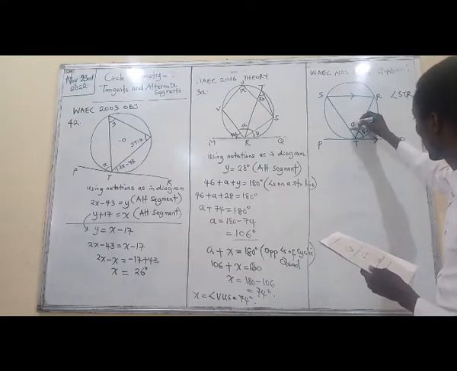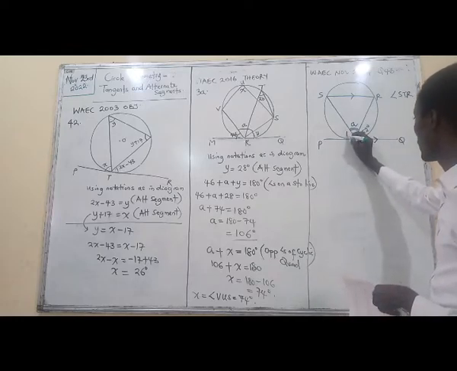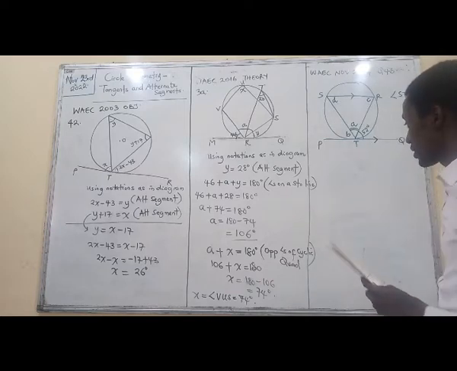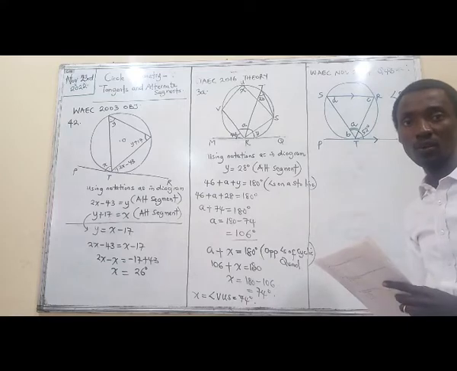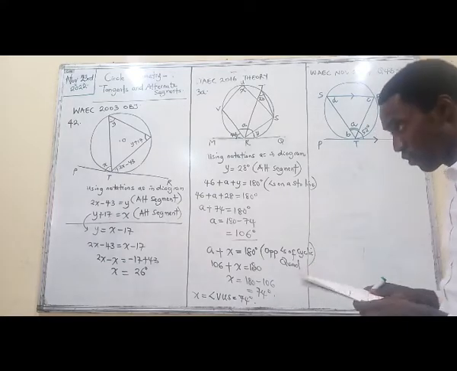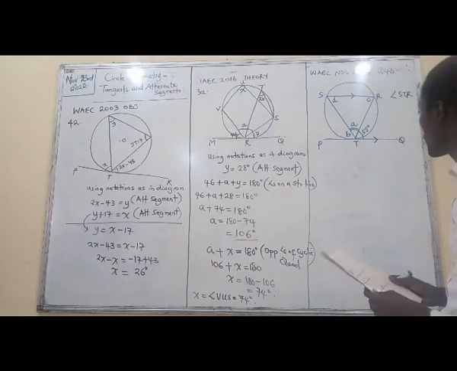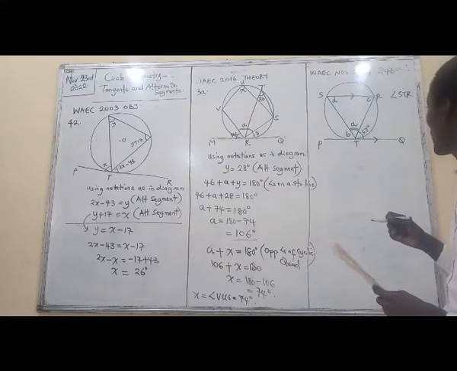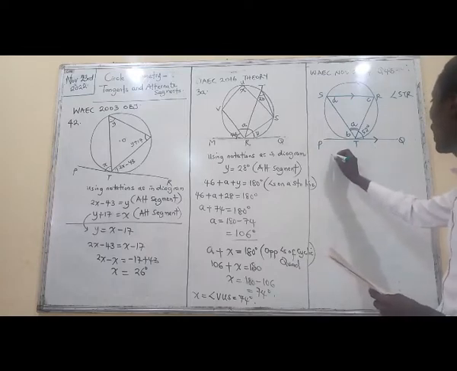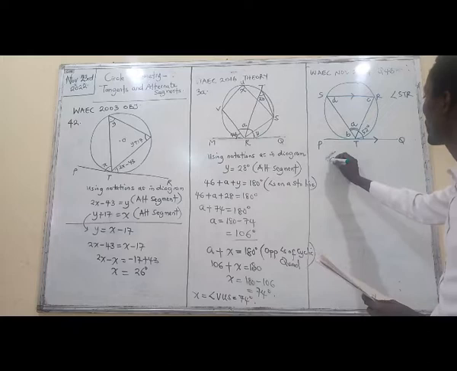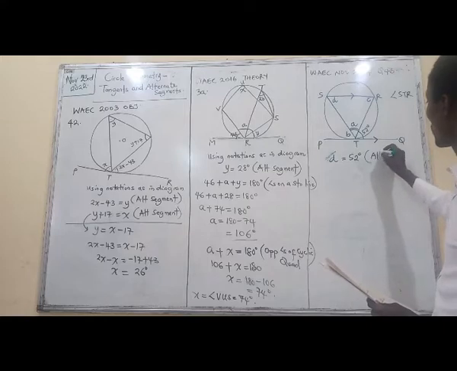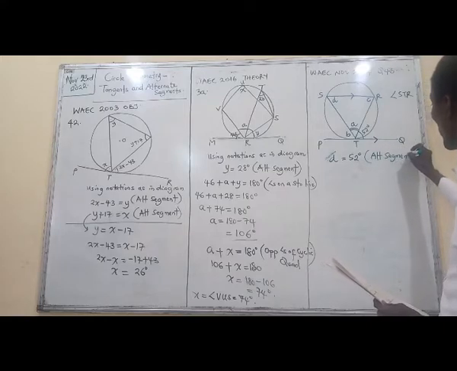So I'll call this angle A. I'll call this angle B. I'll call this angle C. And I'll call this angle D. Alright. So with this lettering in place, I can now solve the question. Okay, now from our knowledge of alternate segments, we can say that angle, or let's say D, is equal to 52 degrees. And the reason is what? Alternate segments. See where that comes to play?